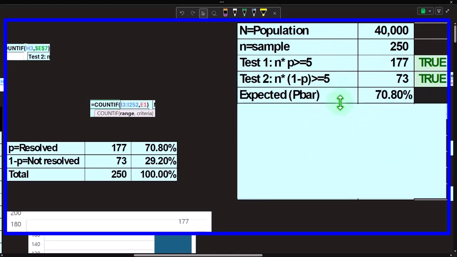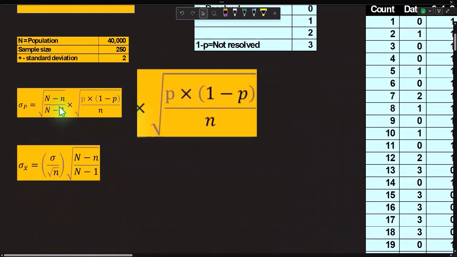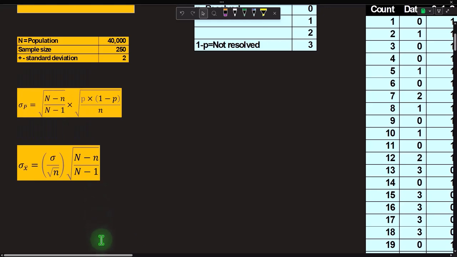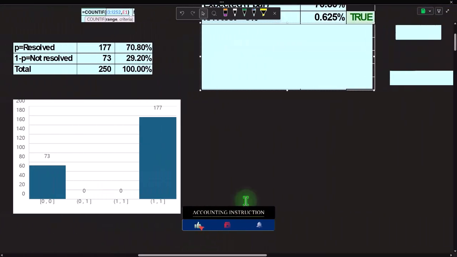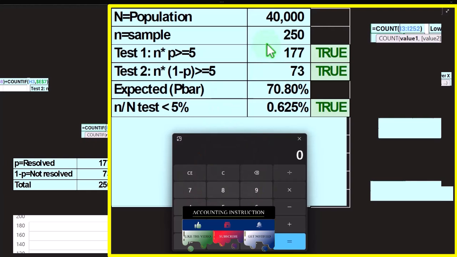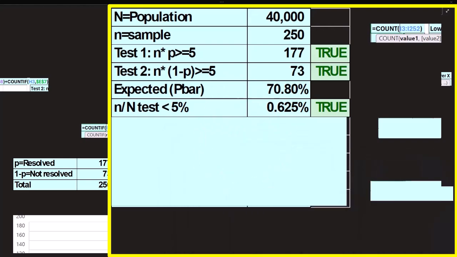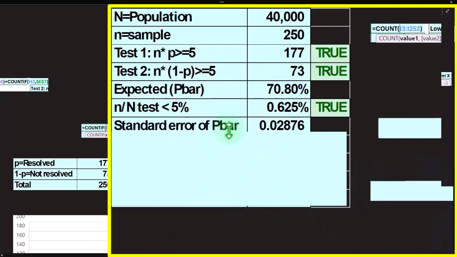Okay, and so then we're going to say the expected P bar, which is going to be this number. That's in essence the mean, because we have a binomial experiment, so that's the perspective we're looking at it from. And this is a test to see whether or not we need that second bit of the formula, which is this bit, which normally we don't if the population is large enough, which is large N. So in this case, we can calculate that by saying little n, which is the sample size of 250, over big N, which is the population, 40,000. And that's 0.625, sorry. And there it is there. So we should be good on that test.